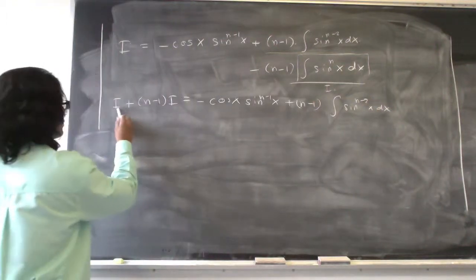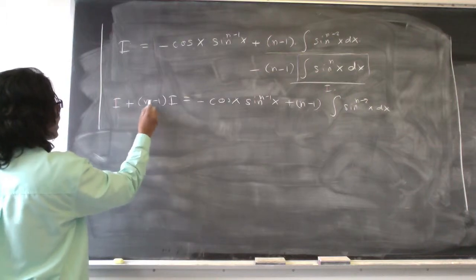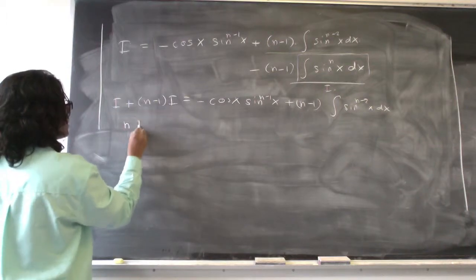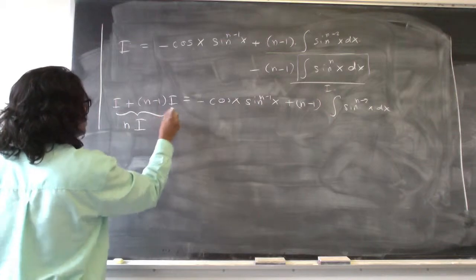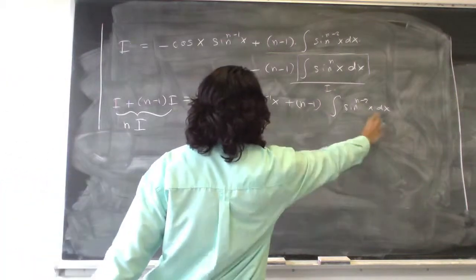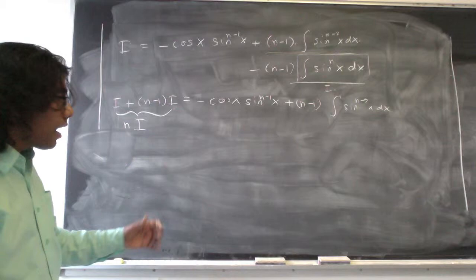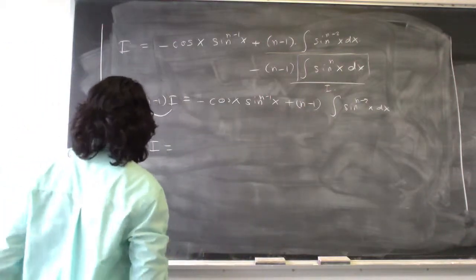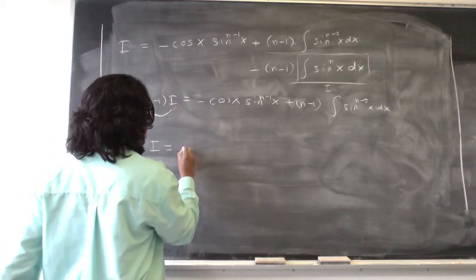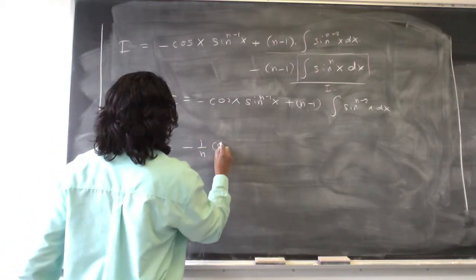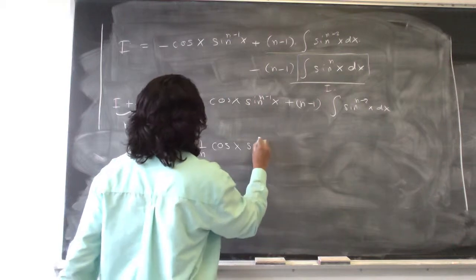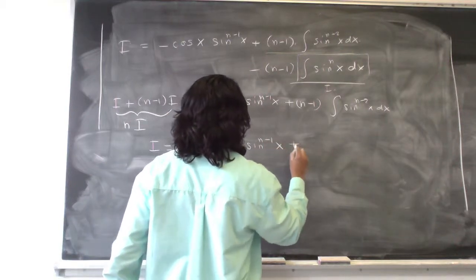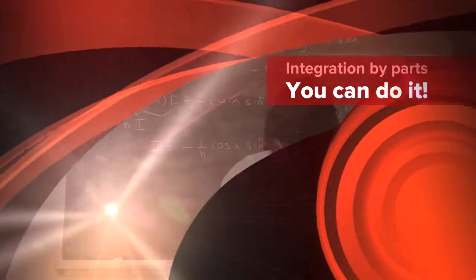Okay, and what is the left side? This becomes just I plus n times I minus I, which is n times I, right? So n times I is equal to this expression. So what is the integral I? You divide throughout by n and you get I equals minus 1 over n times cosine x sine to the power n minus 1 of x plus n minus 1 divided by n times the integral of sine to the power n minus 2 of x dx.